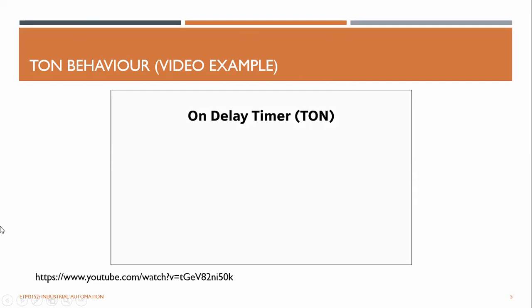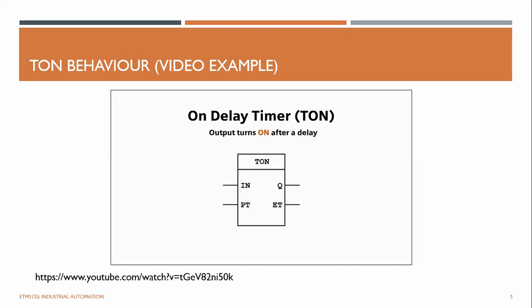On-delay timer, TON. So basically it works like this. The output turns on after a delay. This is how it looks as a function block. You see that it has 4 pins: one input, which takes a Boolean data type, one output, which also takes a Boolean data type, a preset time or PT, which takes a time data type, and an elapsed time or ET, which also takes a time data type.